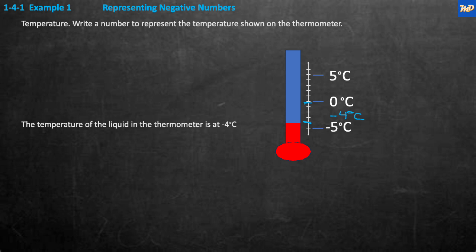If the red line was up here higher above the 0, up in this area perhaps, it would have been 1, 2, 3, maybe 4 above 0, or positive. Below the 0 is negative, okay? So the temperature of the liquid in the thermometer is at negative 4 degrees.